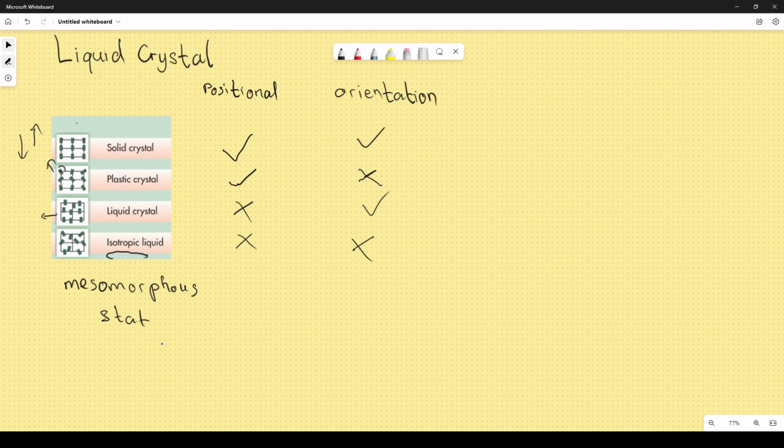Now I'm going to introduce you to another method to know which state a material is in. It is called DSC. It's short for differential scanning calorimetry.